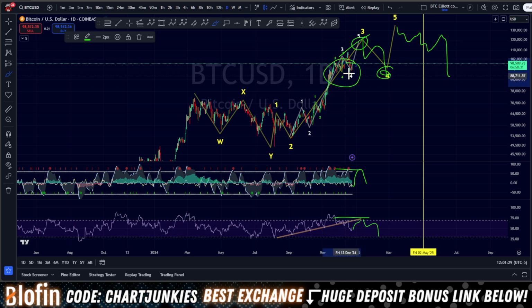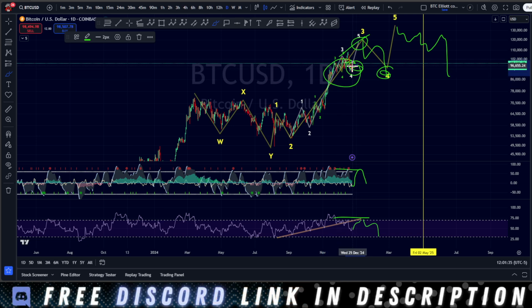But we're going to go smaller time frame in here and check out what's going on, guys. As you know, we do leverage trade this, so I'm really only worried about what's happening here.